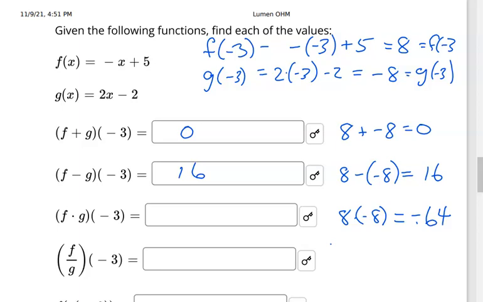And now f divided by g at negative 3 is the same as f of negative 3 divided by g of negative 3 equals 8 divided by negative 8. Better simplify that to negative 1. Okay.